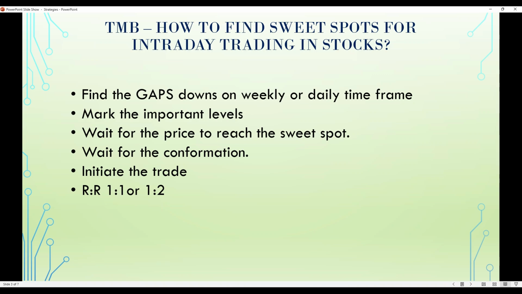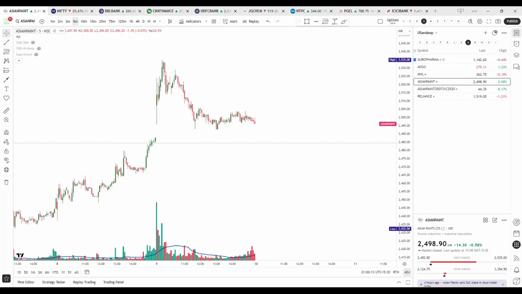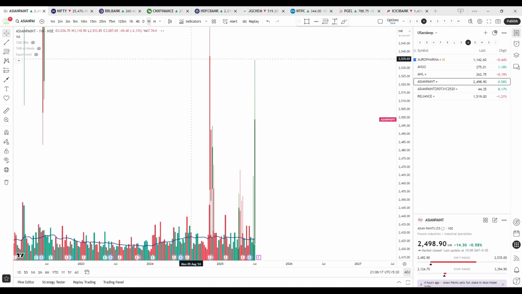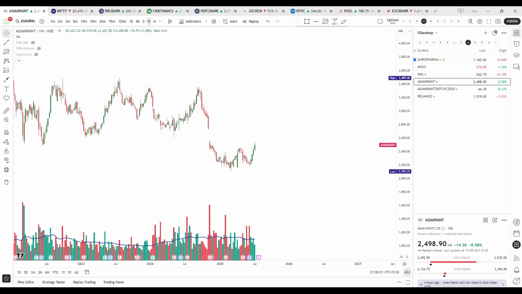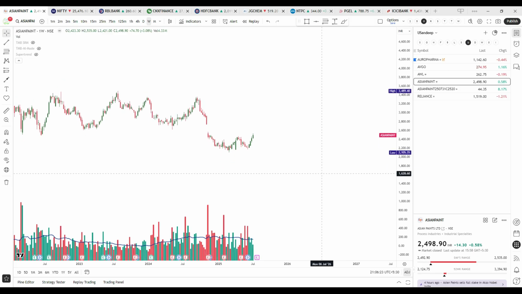These are the points. Let's go to the charts actually. This is the Asian Paints chart, 5-minute chart. Let me go to the weekly chart. If we see the weekly chart, this is the area. Most of the time, these gaps are going to be the resistance.